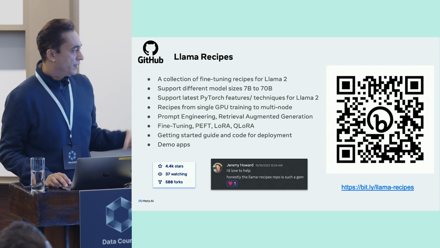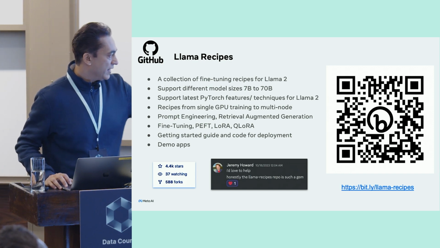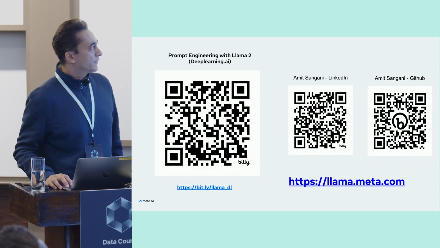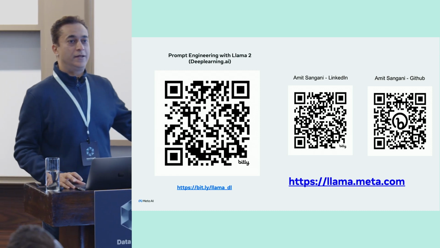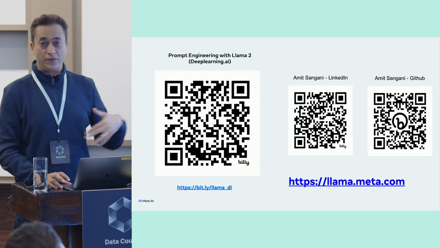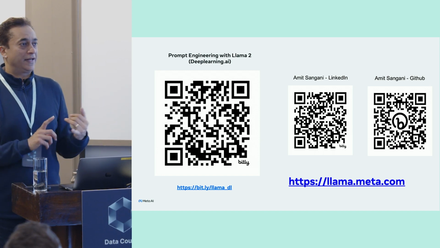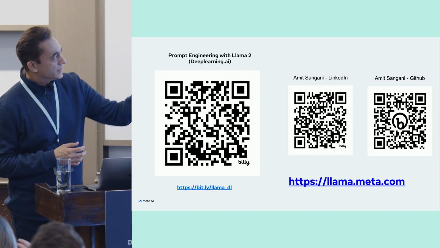And Jeremy Howard, if you don't know, he's the founder of Fast AI. He loves this repo. And we have almost doubled now the number of stars and the forks. And I just did a deep learning course with Andrew Ng about 3 weeks back. It's a really good course if you want to learn Llama. This is super basics on formatting and so forth. So you can go to this course as well. And I have my LinkedIn and GitHub as well.